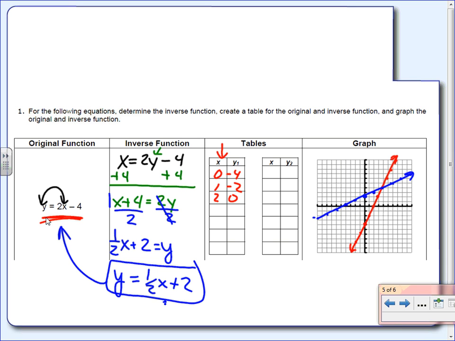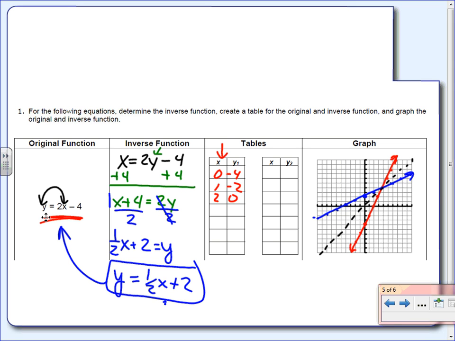He said that I'm going to see a reflection across that line y equals x. So let me go ahead and draw that line. Is that right? Are we seeing a reflection across that line? Yes, sir, we sure are. That's exactly what we're seeing here.